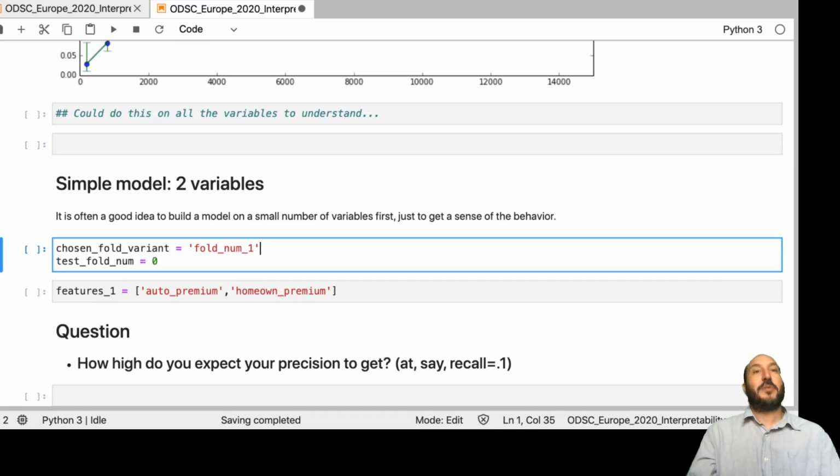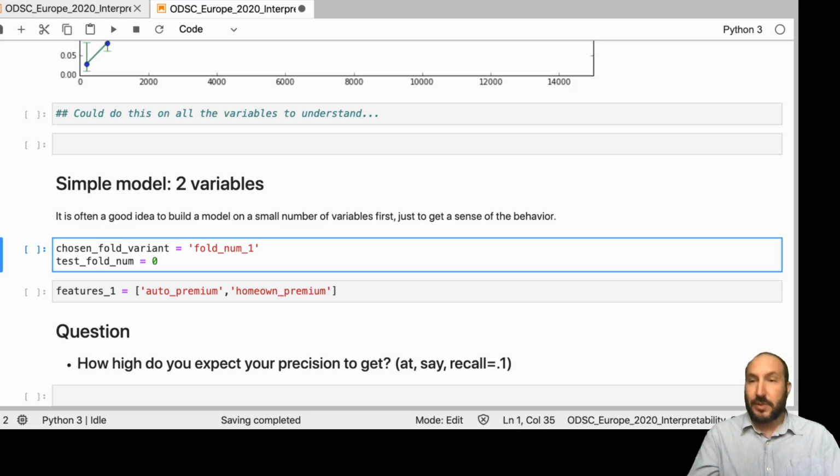So now let's start building a model. Another good practice when you're building models is to build a model on a small number of variables first, just to get a sense of behavior. So pick a couple of variables that you think are going to be important and see how well you can do with just those. Because often what you'll find is that when you're building a model, just 2 or 3 variables might be giving you all the predictive power, and everything else you add only marginally improves it a little bit.